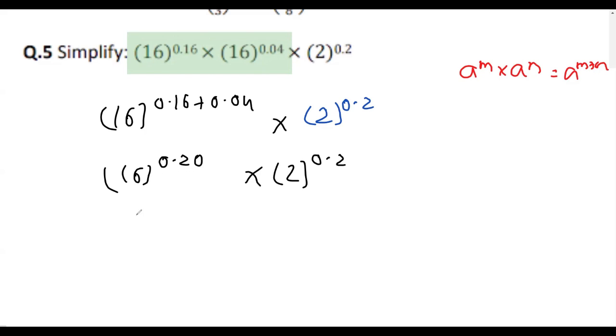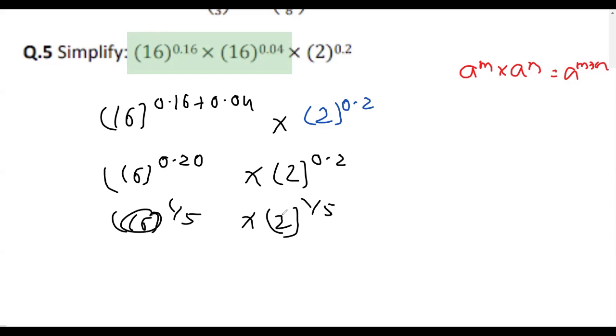Now I can write this in fraction, which is 16 raised to the power 0.20. 0.20 is what? 20/100, which is 1/5. So you can write this as 1/5. This has 1/5, and this is also 0.2, that is 2/10, which is 1/5 only.